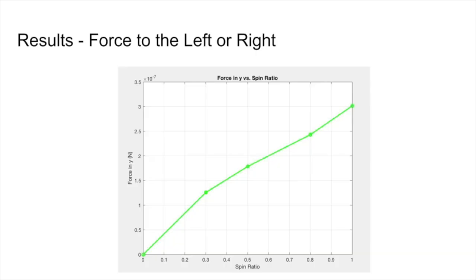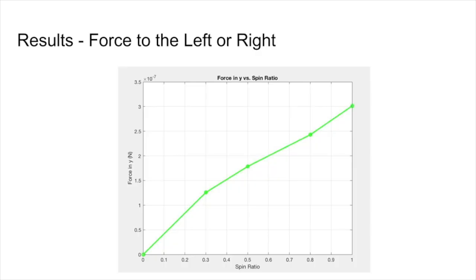This graph shows the force in the y direction, which would be 0 for a straight trajectory and non-zero for a curved trajectory. As seen here, when the Frisbee was not spinning, there was negligible force that would curve the trajectory, but when the Frisbee spun, there was force in the positive y direction, which is to the right.